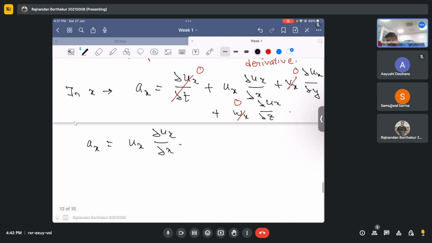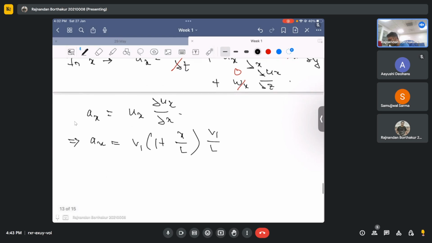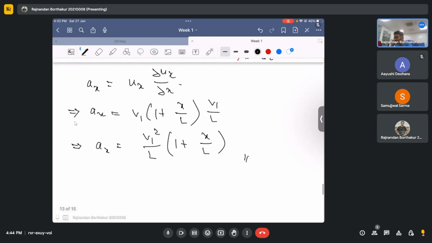If you evaluate this, ux is just v1 into 1 plus x by l, and del ux by del x is just v1 by l. So this is what ux into del ux by del x looks like, and of course, this is ax. If you simplify, ax, which is the acceleration in the Eulerian description in the x direction, is nothing but v1 square by l into 1 plus x by l. That's the first part of the problem. They want us to evaluate the acceleration of a particle in the Eulerian description.